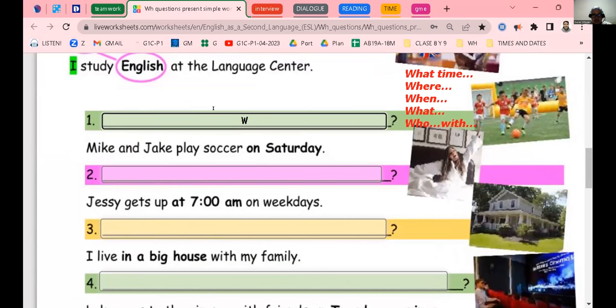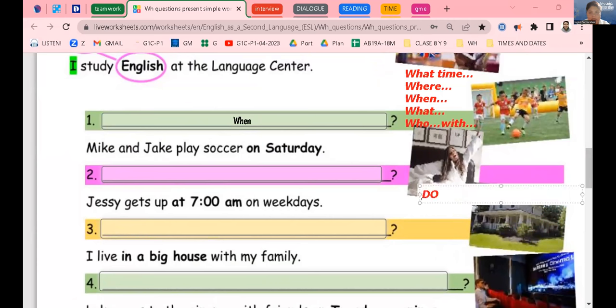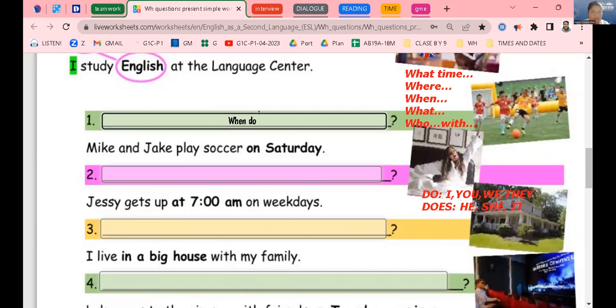What time or when? Could be. When, okay. Auxiliary verb, do or does? Do, okay. Vamos a ubicar acá otra vez los auxiliares. Do, ¿con qué pronombres lo utilizamos? Con I, con you, con we, y they. Does, he, she, it, right? Okay. So now we have the clues in order to do this. When do they? Okay. When do. So let's try the one that we have.